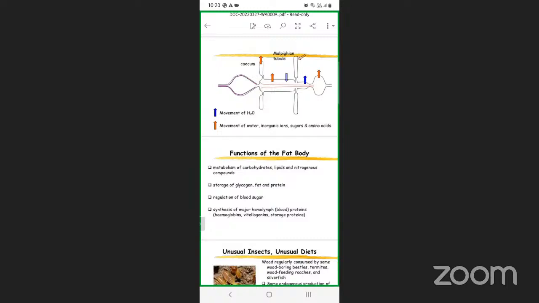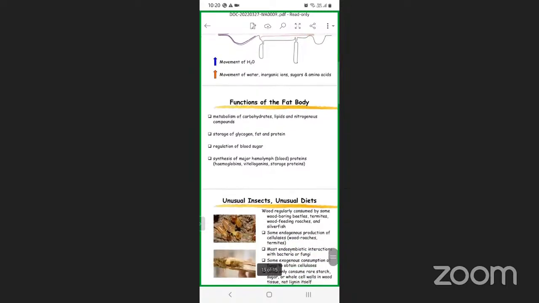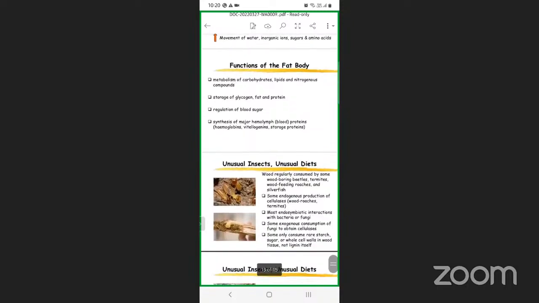The storage of glycogen, fat and protein also plays an important role, along with the regulation of blood sugar and the synthesis of major hemolymph components. And we see insects having unusual diets, like termites, which take wood regularly, and it is also consumed by some boring beetles. They take wood as food.